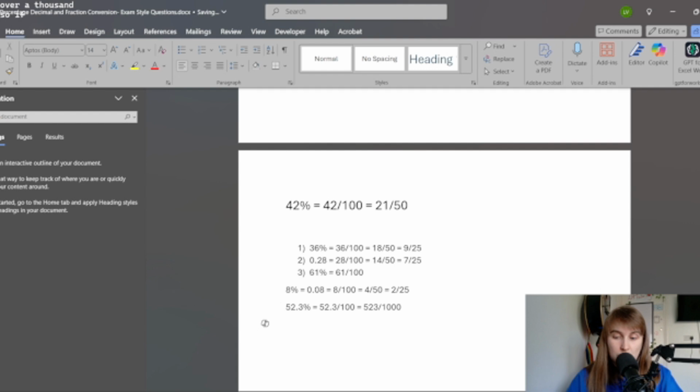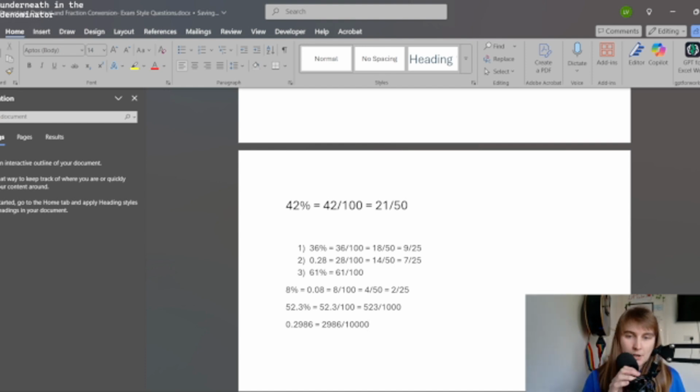So if you have a decimal that's 0.2986, you count the number of digits, that will tell you the number of zeros under the fraction. It's 4. So it'd be 2,986 over 10,000. So there's a slight difference there. If you've got decimals, you just count the number of digits. That tells you how many zeros are going to be underneath our multiple of 10 or multiple of 100 in the denominator. Okay, cool.